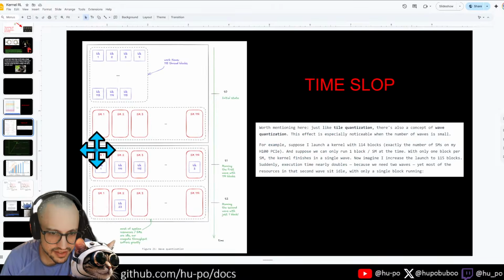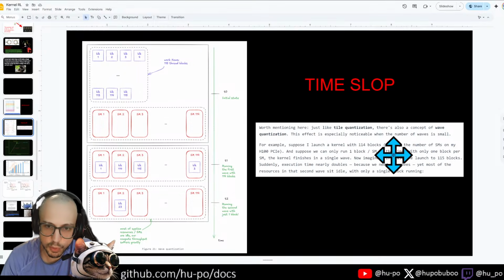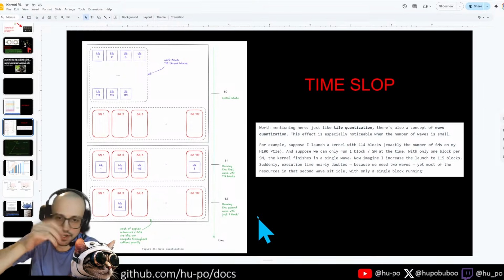Then you have kind of time slop, which is just like tile quantization. There's also the concept of wave quantization. This effect is noticeable when the number of waves is small. So in this case, waves is kind of like the time of the computation, right? So the computation does one thing, then the next thing, the next thing.